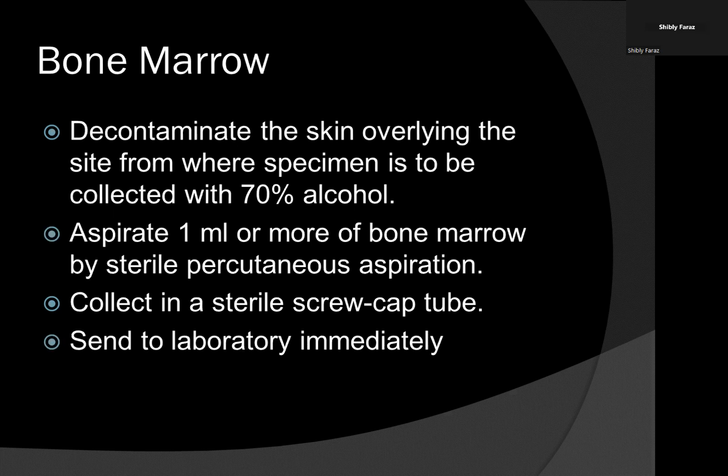Bone marrow. Decontaminate the skin or line the site from where the specimen is to be collected with 70% alcohol. Aspirate 1 ml or more of the bone marrow by sterile percutaneous aspiration. Collect in a sterile screw cap tube. Send to laboratory immediately.